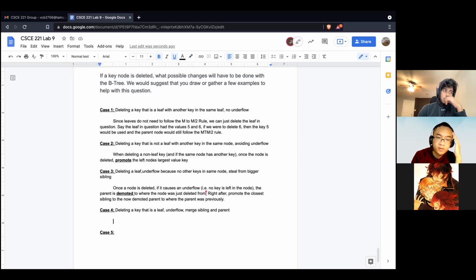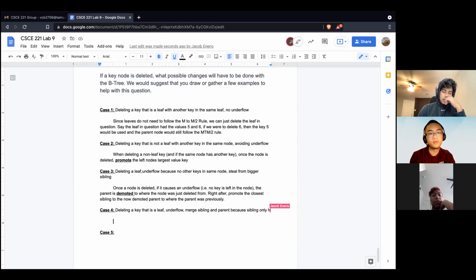Yeah, you can't really steal from the sibling because if you delete from the sibling... So yeah, we're presuming that the sibling has more than one node. So I'll write that there. Because if the sibling only has one node or one key, and that's why that's there for case 4. If you get the node from the sibling and it only has one key, you're left with another underflow error because the sibling's just gone.